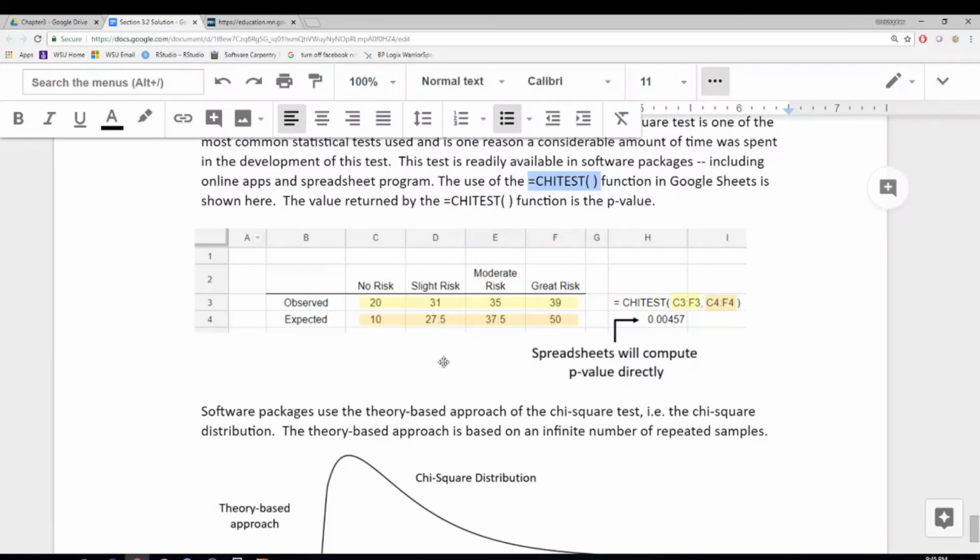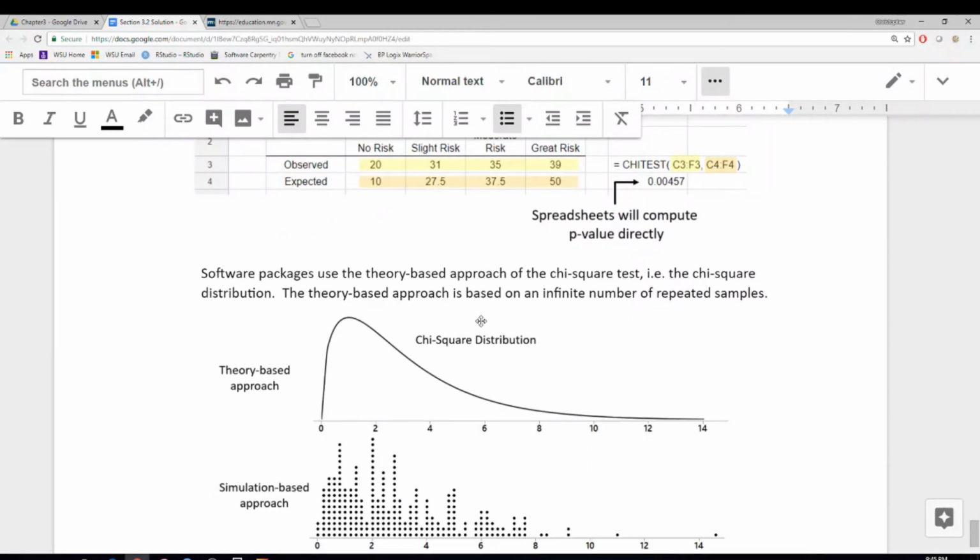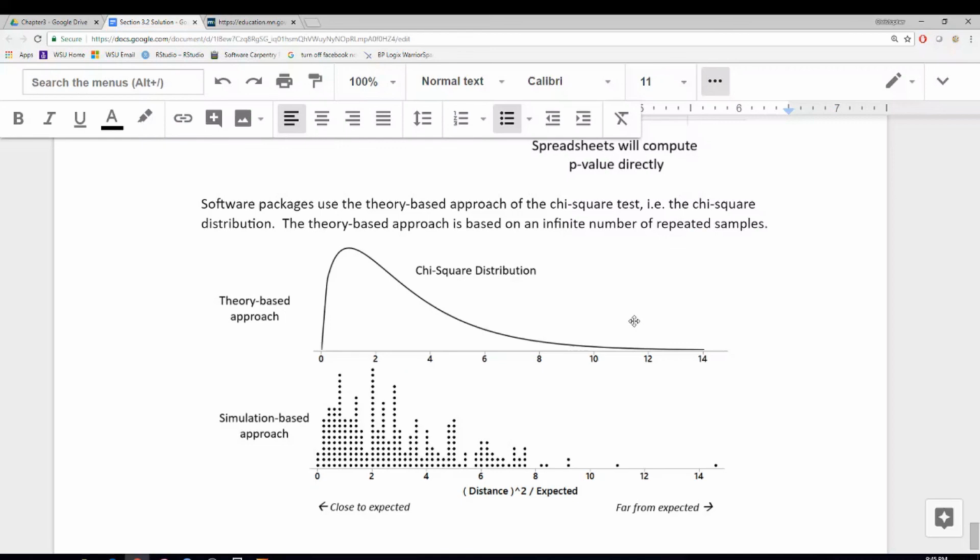Now these software packages and the online apps use the theory-based approach of the chi-square test, and the chi-square distribution in particular. Just like the binomial probability distribution, the theory-based approach here is based on an infinite number of repeated samples. So that's kind of the best case scenario. And we can see that the theory-based approach, or the chi-square distribution that's shown here, mimics quite closely the simulation-based approach that we used up above to compute the p-value.